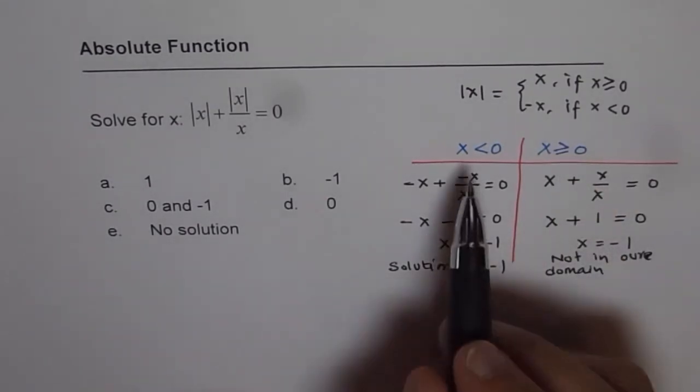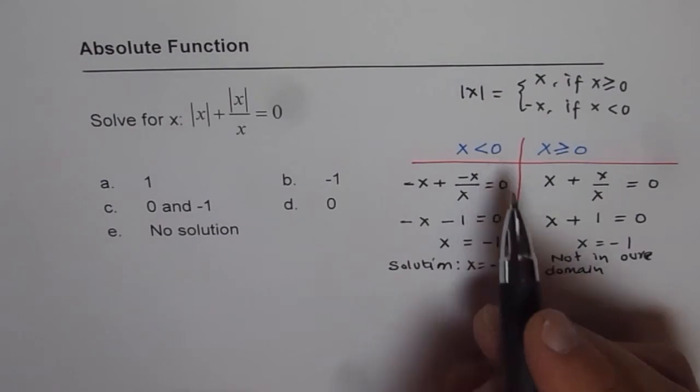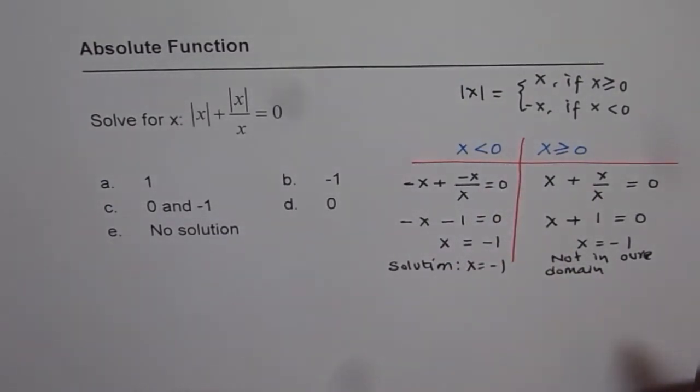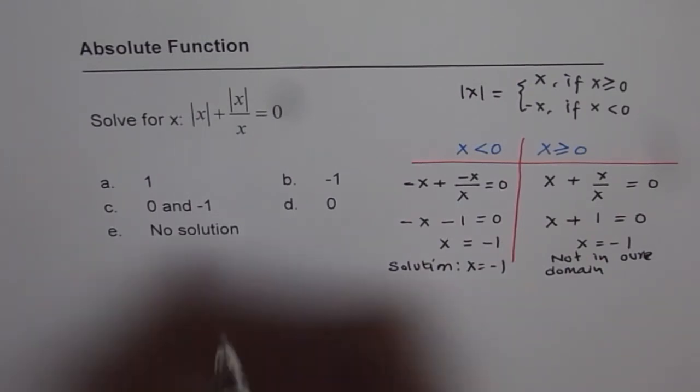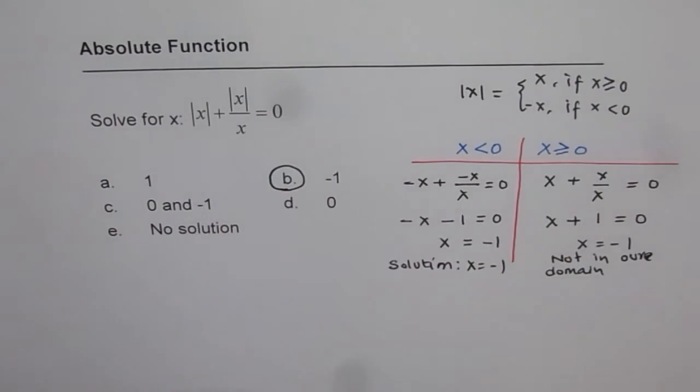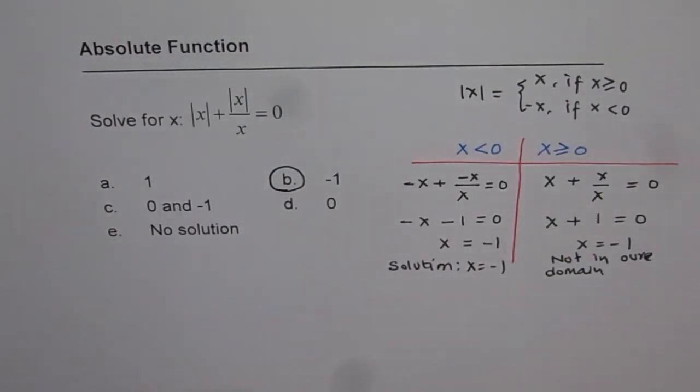However, this is in the first domain, which is less than 0. So that is the only solution, right? We get only one solution for this equation, and that is x equals minus 1. So that is our answer, correct? So that is the way to solve this equation.